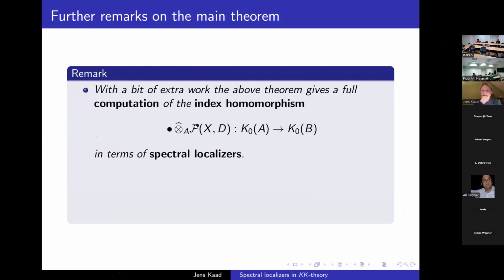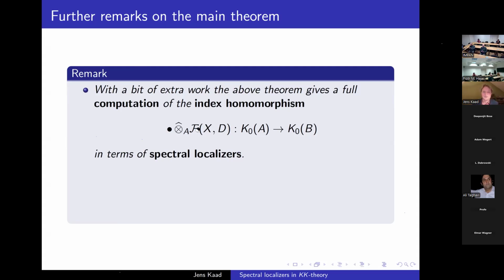Okay, so I have this index homomorphism that I have been computing using spectral localizers. But you could argue that I was only looking at a projection belonging to the coordinate algebra for my unbounded Kasparov module. But you can use standard techniques relating to spectral invariance and being closed under holomorphic functional calculus to boost this result so that you really get a computation of the whole index homomorphism coming from the even unbounded Kasparov module in terms of spectral localizers. So that is the first remark.